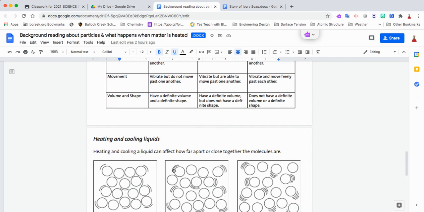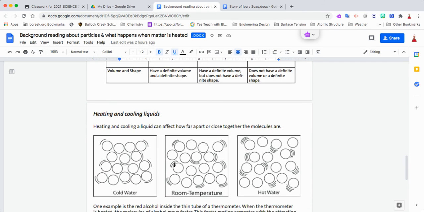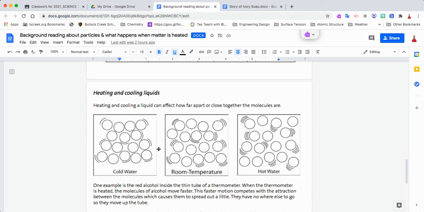Okay, heating and cooling liquids, which will be helpful to you if you understand this information before you try to complete your Ivory Soap activity. Heating and cooling a liquid, and the same thing is true for gases and solids. This is just an example, but heating and cooling a liquid can affect how far apart or close together molecules are. So this is showing you cold water, the motion and the spacing between the molecules. Room temperature: notice a little farther apart, a little bit more motion. And hot water, a little farther apart. So it's showing an expansion and even more motion of the molecules.